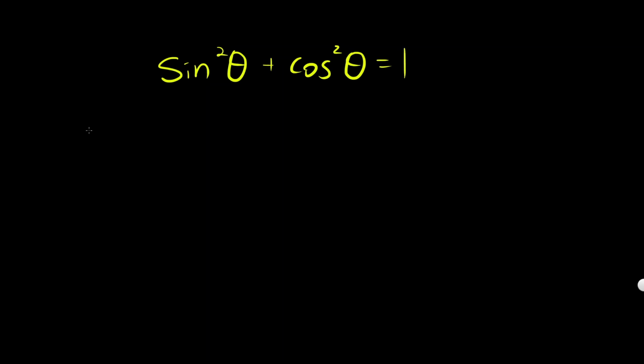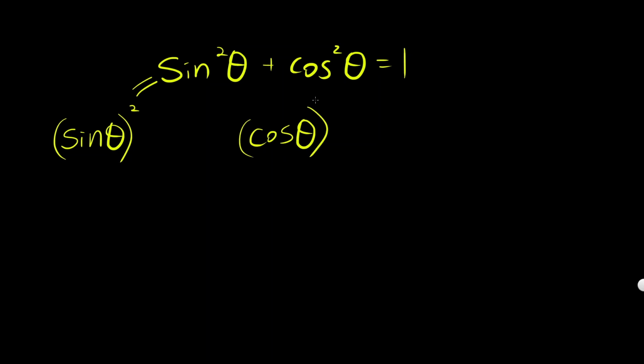Remember that sine squared theta is the same thing as taking the sine of some angle and then squaring that value. These two mean the same thing. So is cosine of some angle and then you square it. It's the same meaning. Okay, so let's just see why this is true.